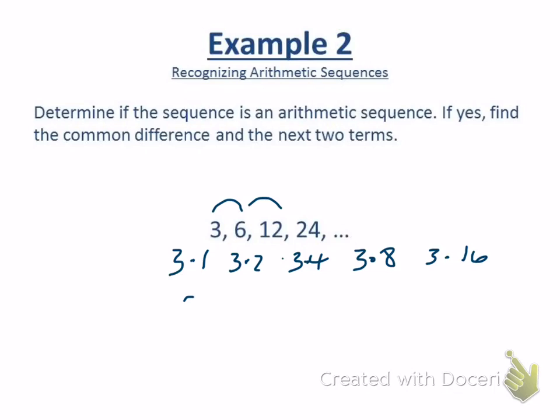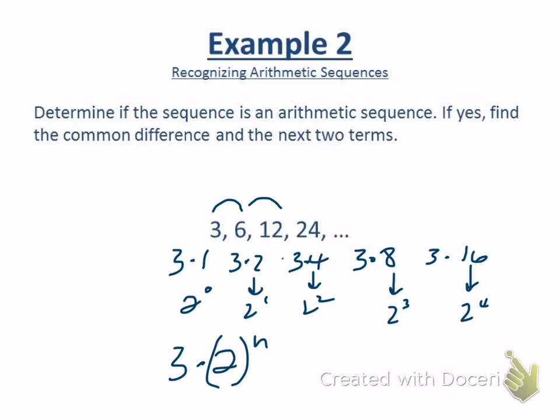16, right? Because this is 2 to the 0, 2 to the first, 2 squared, 2 cubed, 2 to the fourth, the powers of 2, right? So this is an exponential sequence that deals with powers of 2, right? This is 3 times 2 to the n power.